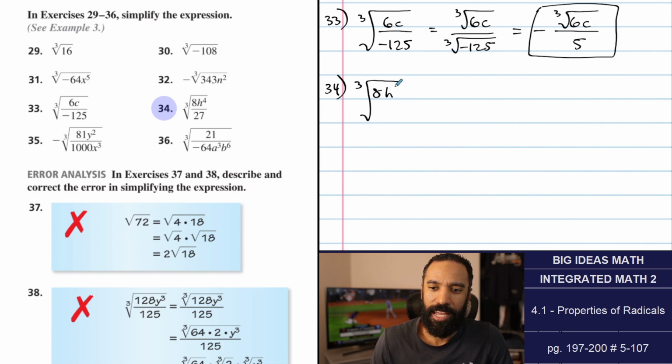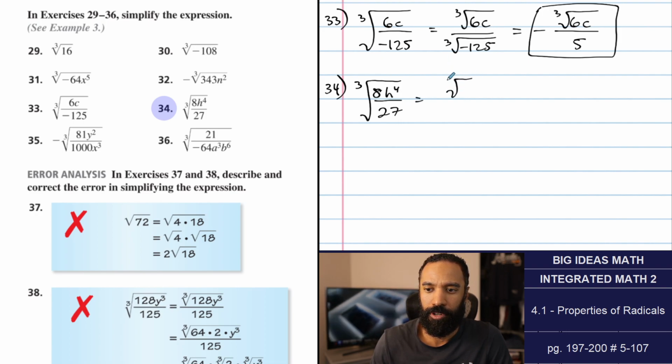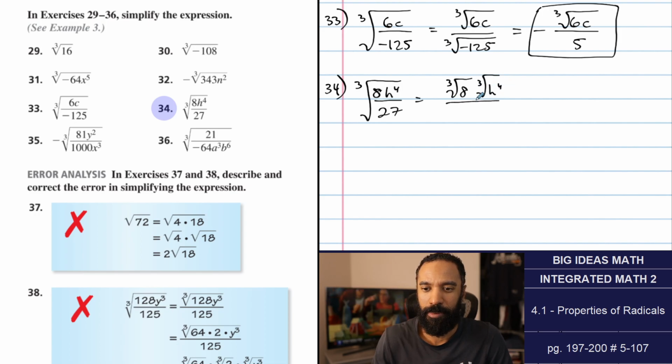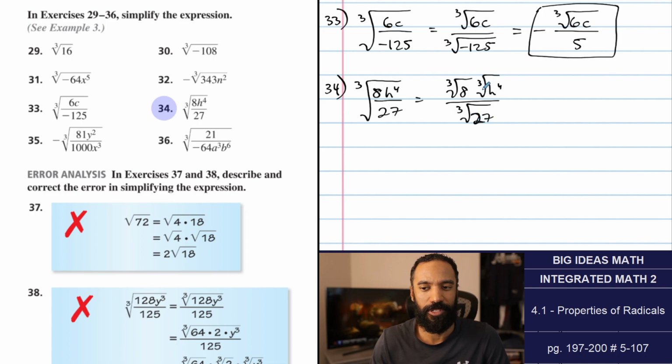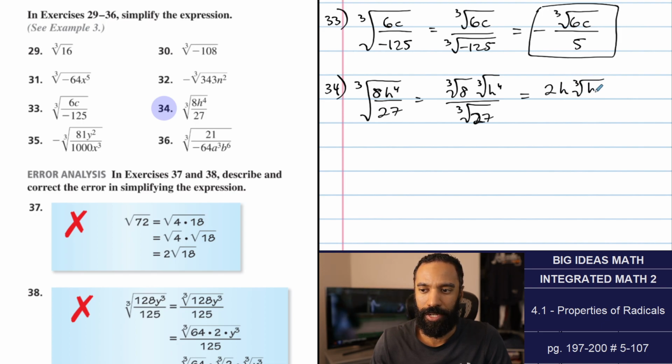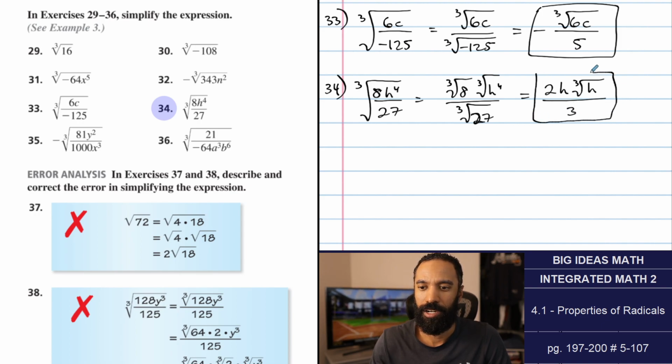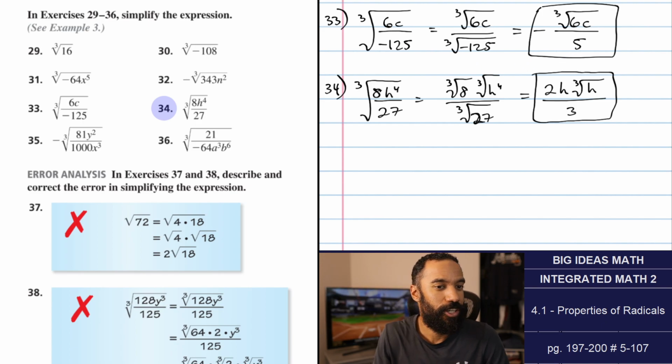All right, number 34. Cube root of 8 h to the 4th over 27. Unlike the last problem, I can take the cube root of 8. I can take most of the cube root of h to the 4th, leave some behind, and I can take the cube root of 27. So I'm going to split that thing up. Remember, after this problem set, I ain't writing the split up anymore. We're just doing it separately where we can. Cube root of 8 is 2. Cube root of h to the 4th goes into 4 one time with a remainder of 1 inside of that cube root. Cube root of 27 is 3. Nothing can reduce. We're not squared away. We are cubed away. Cube rooted away.